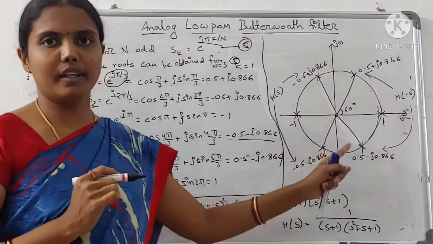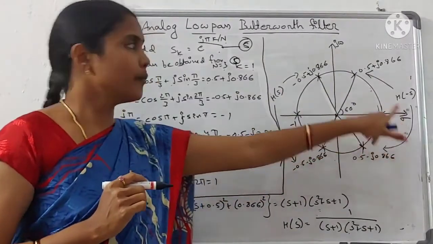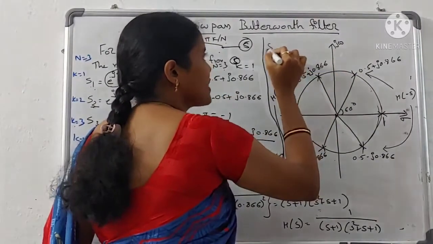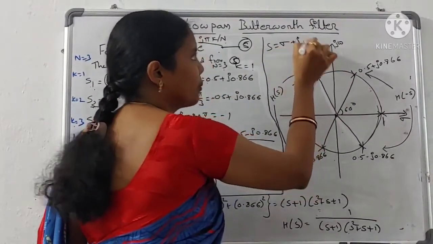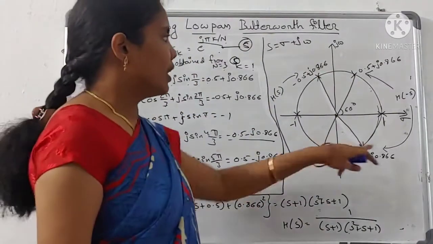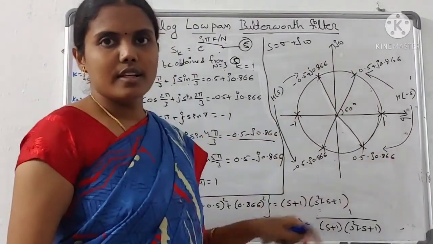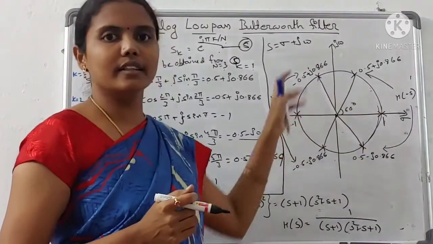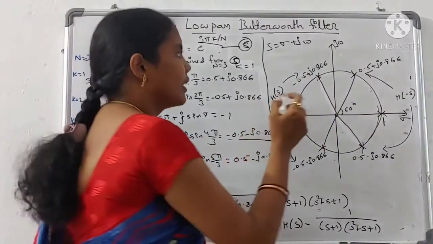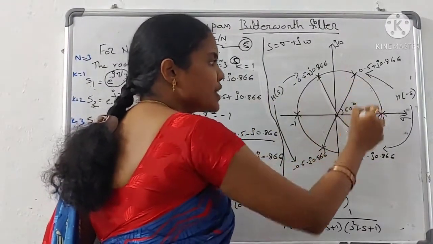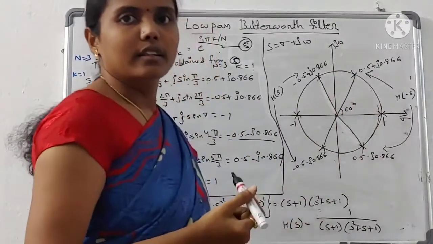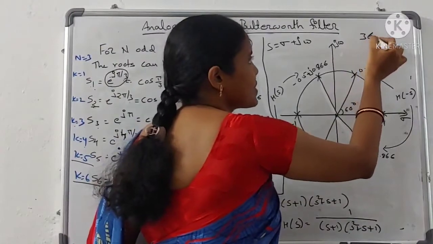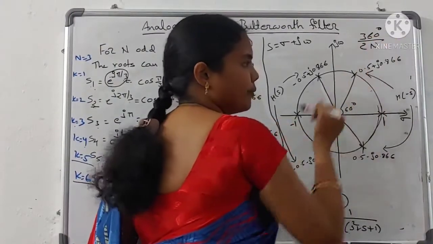So this is the S-plane. X-axis is represented as sigma and y-axis is j omega. So this is the total S-plane. S is equal to what? Sigma plus j omega. Okay, so now the poles are located in the circle. Now it is found that the angular separation between these poles is given as 360 degrees divided by 2n.